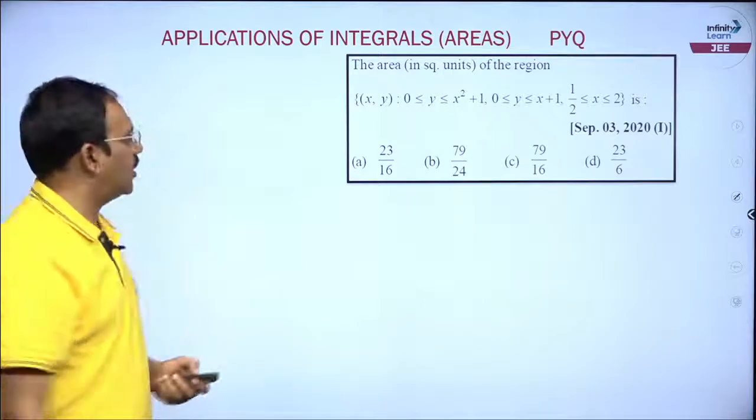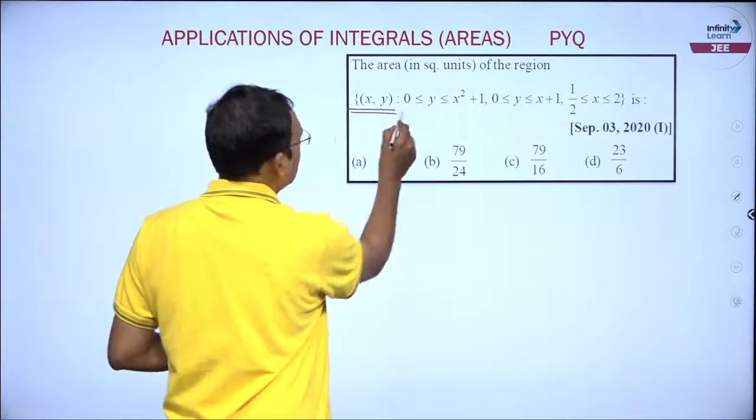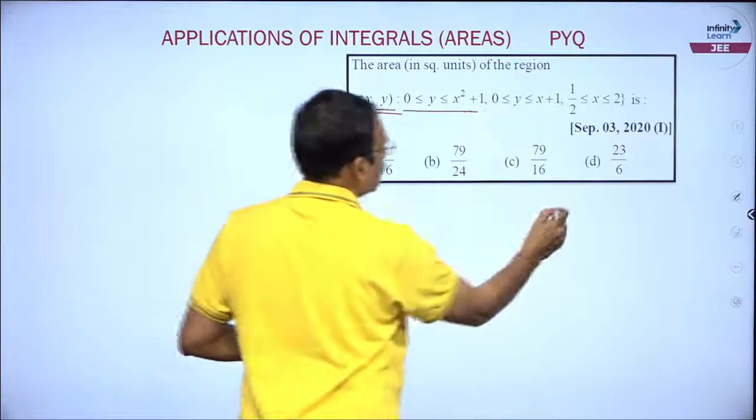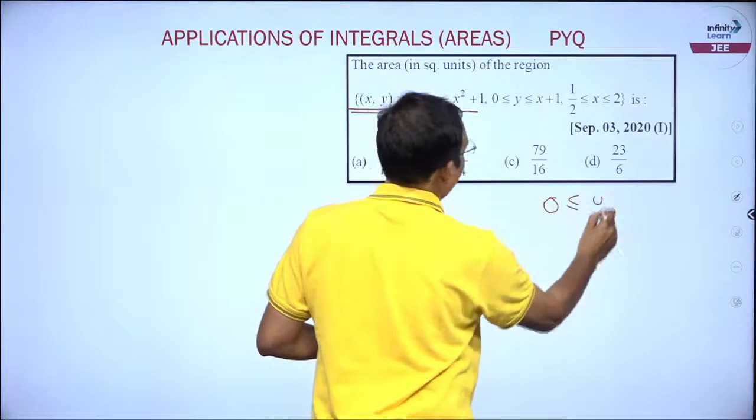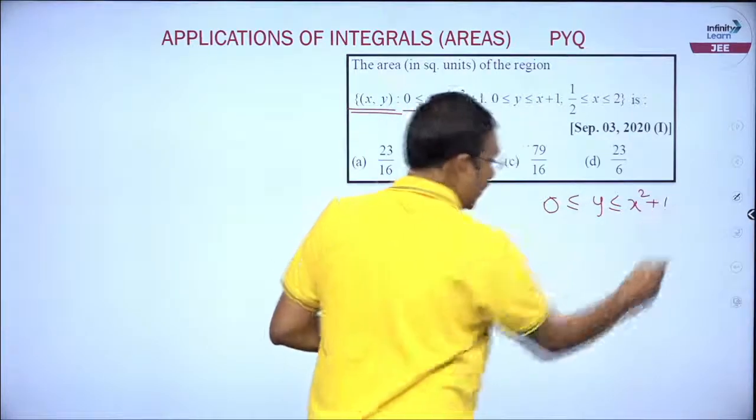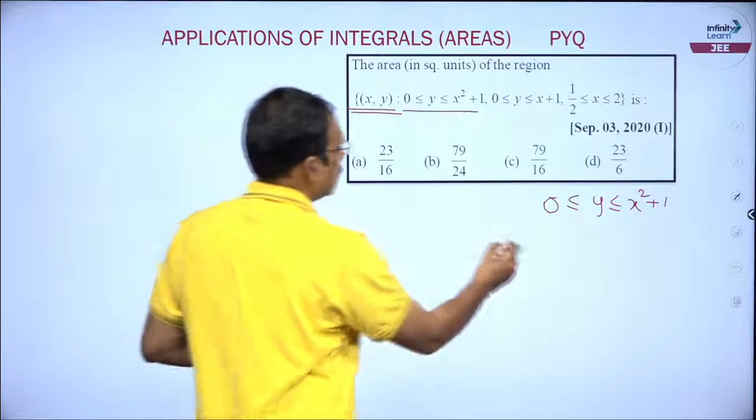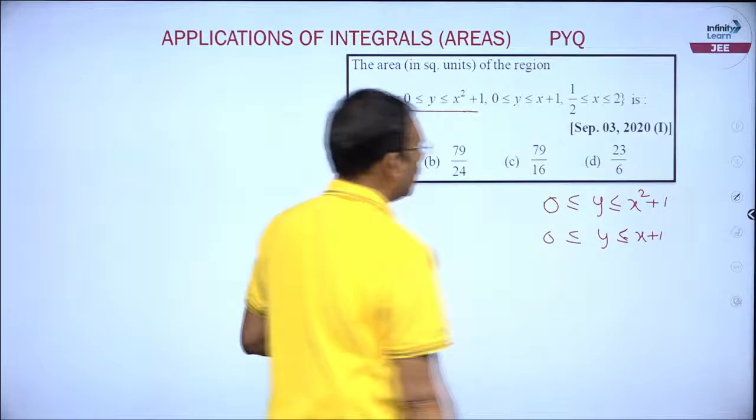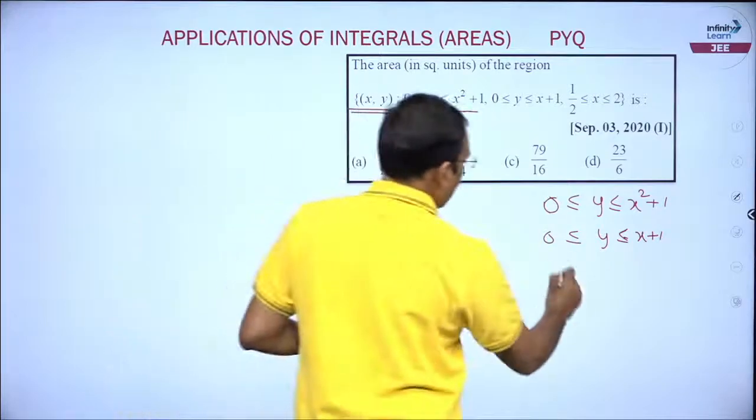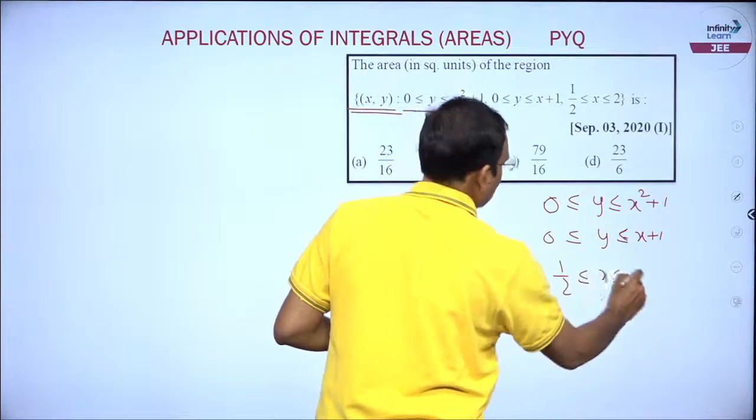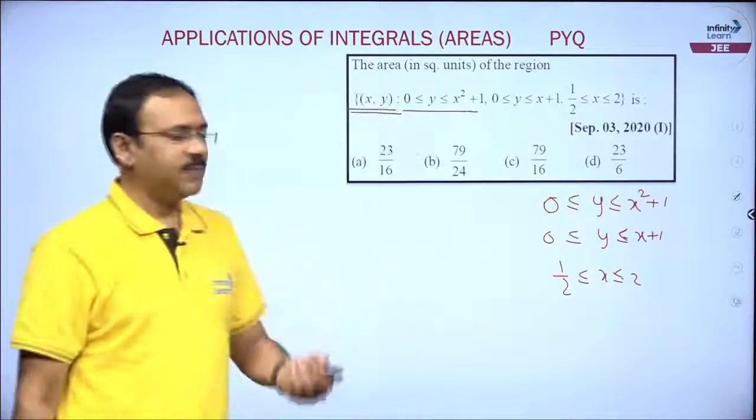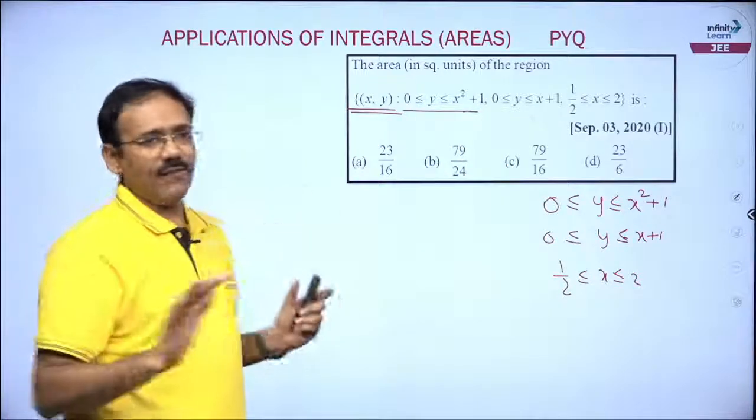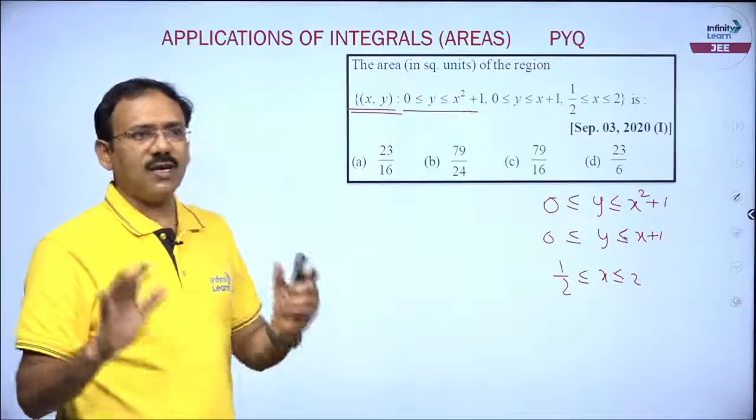You just see this question. He is taking the set of all points (x, y) which satisfy the condition. This is 0 less than or equal to y less than or equal to x square plus 1, fine. The next, 0 less than or equal to y less than or equal to x plus 1, is the second curve, and you are given half less than or equal to x less than or equal to 2. x must be taken from 1 by 2 to 2 only. So, the first step is done, we are comfortable with the inequations or areas given.